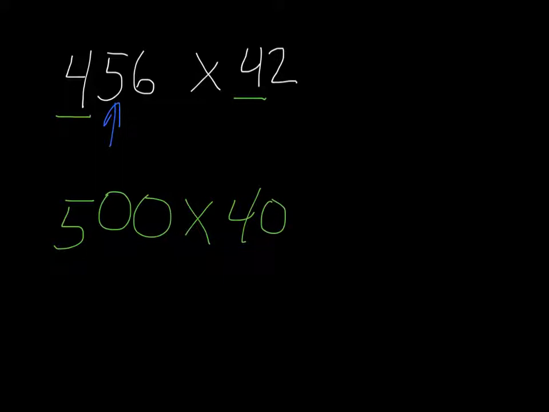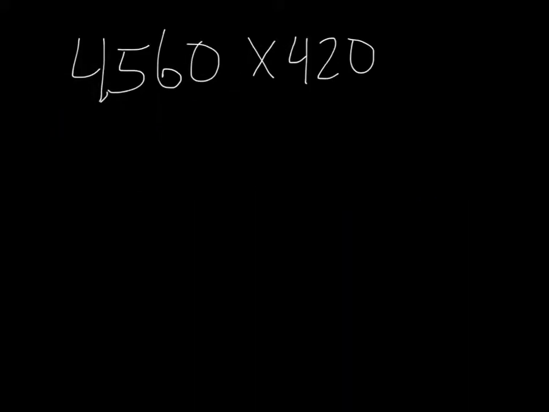I can do 500 times 40 fairly easily. 5 hundreds times 4 tens is 20 thousand. Okay, let's try it out. Try 4,560 times 420. Again, I'm going to look at my greatest place value and use that to determine which numbers I am rounding.